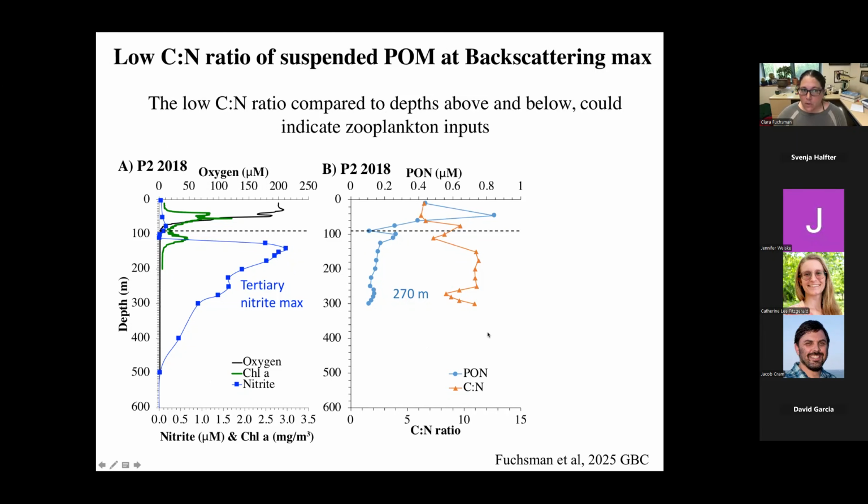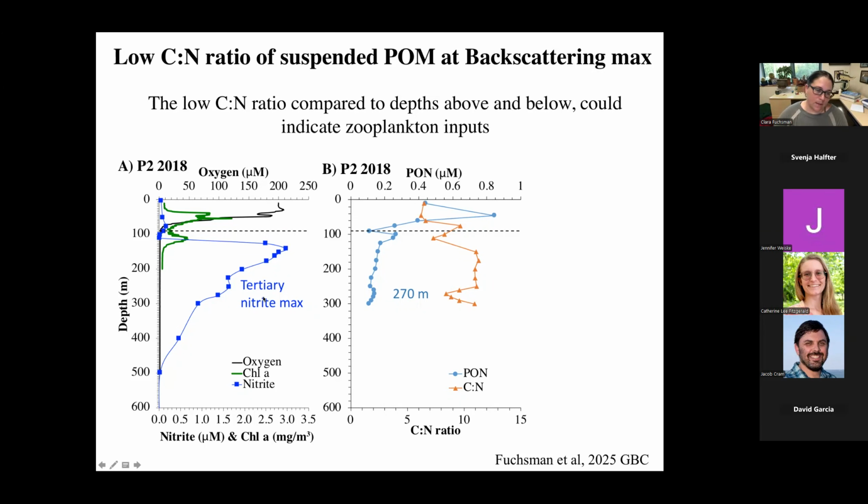Here we're going to see a low C to N ratio of suspended material. So this is on a GFF filter of particulate organic matter at the backscattering maximum. In blue right here, we have particulate organic matter. And here we can see our 270-meter depth, and we have our C to N ratio that has its smallest value. So low C to N ratio at 270 meters.